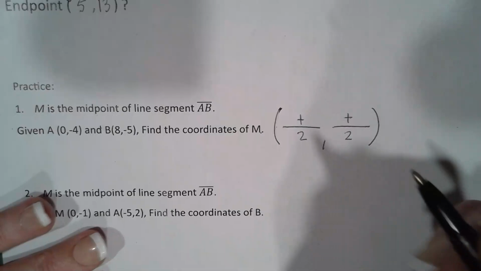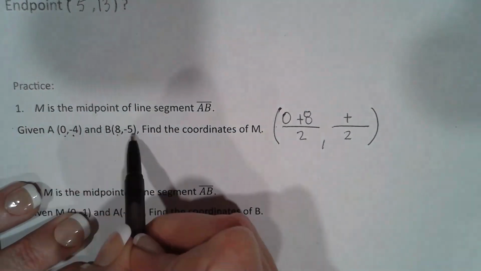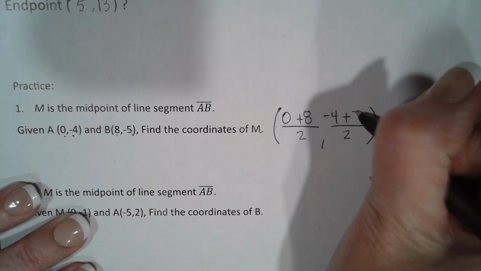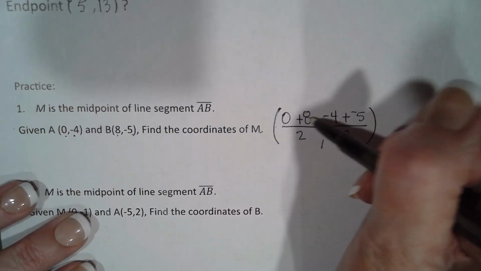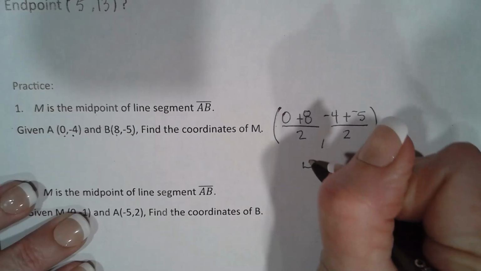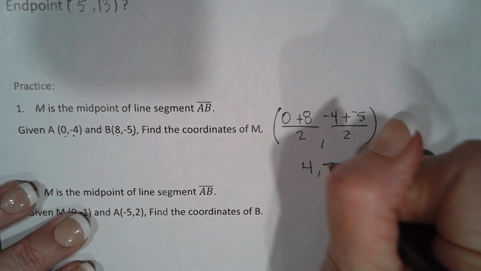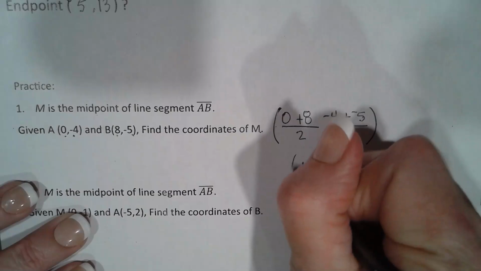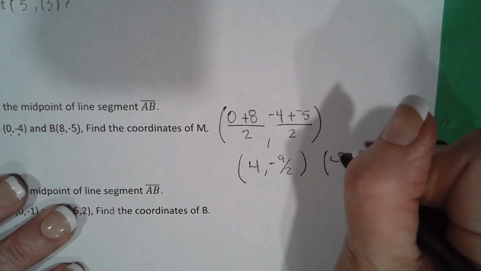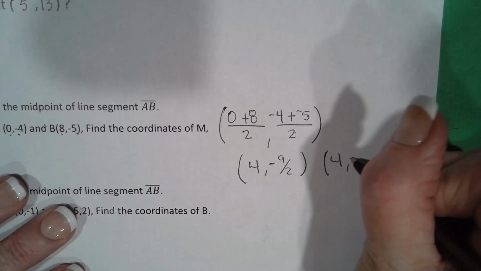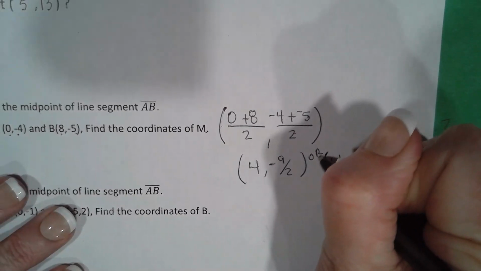All right, and our x's are 0 and 8. And our y's are negative 4 and negative 5. Okay, so you can do this probably in your head. 0 plus 8 is 8, divided by 2 is going to be 4. And then up here we're going to have negative 9 divided by 2. And this is your answer. That will not reduce. And an equivalent form would be writing it as a decimal. Negative 9 divided by 2 is negative 4.5 here for the y coordinate.